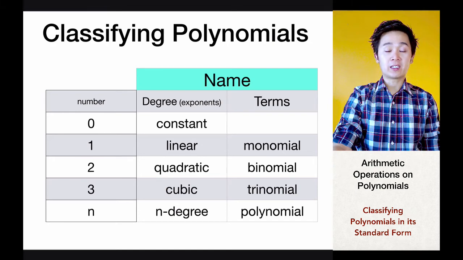And for a degree 3 or a polynomial with the highest exponent of 3, we call it cubic polynomial. And if it has 3 terms, we call it a trinomial.